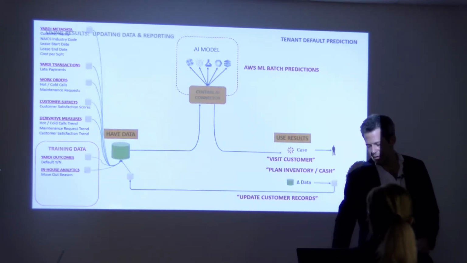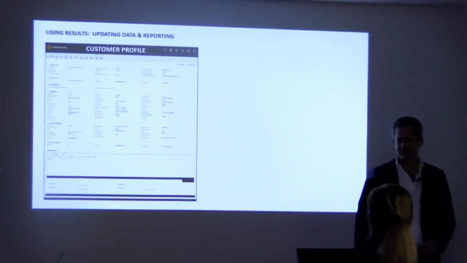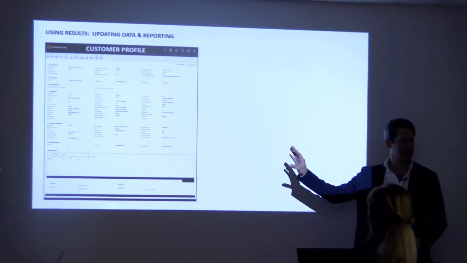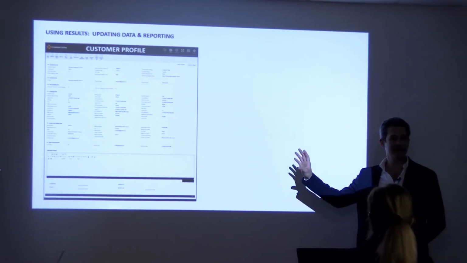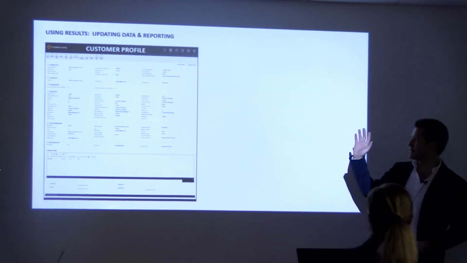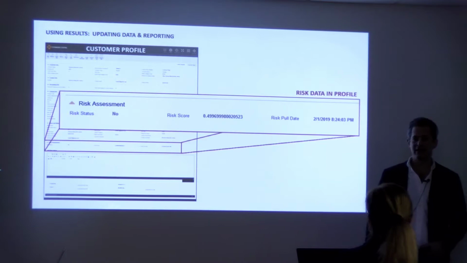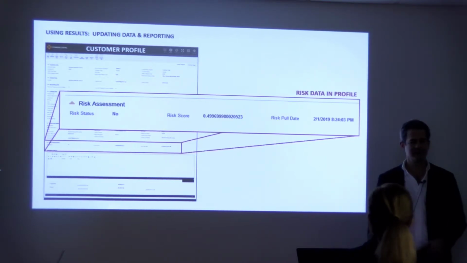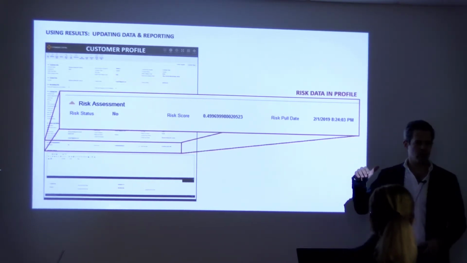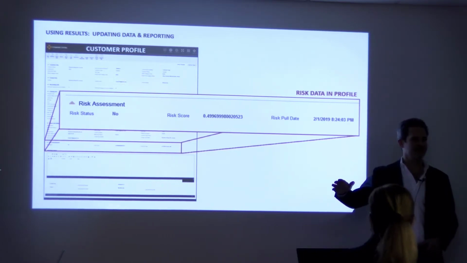So here's what this looks like. This is a customer profile. This is an entity, right? So it's a customer entity. And information is coming from a lot of different places in here. But one of the lines is the risk data that comes from artificial intelligence. It's just been slotted right into the normal flow of information about our customers, okay?